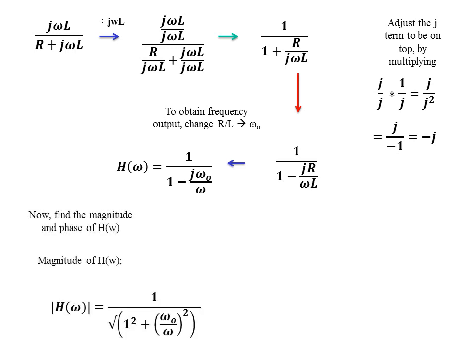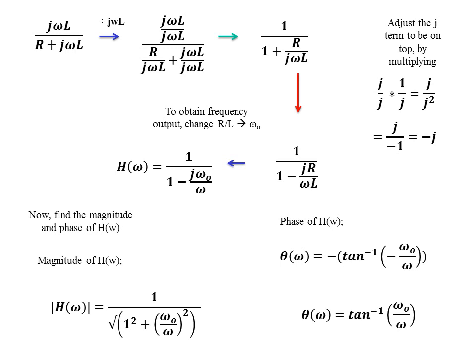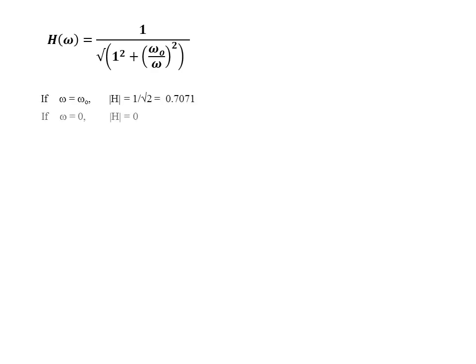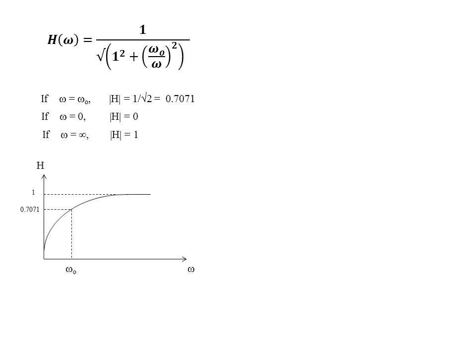And the magnitude term is 1 over the square root of 1 squared plus omega naught over omega squared. And the phase plot is minus arctangent of minus omega naught over omega, which becomes simply arctangent omega naught over omega. And plotting this H omega, you'll get the plot as shown. It's almost similar to the first RC example. We get a rising H from 0 to 1, and at omega naught H will have a value of 0.7071.